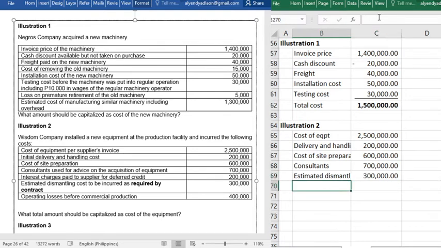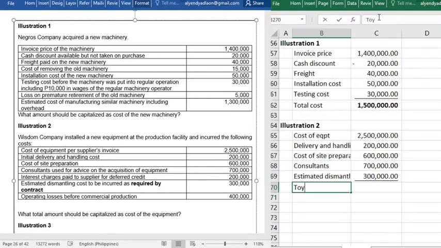And lastly, operating losses before commercial production. So take note that this one, operating losses, are part of the losses or expenses and not to be hidden or buried in the cost of the equipment. Now to compute the total cost of the equipment, we have 25 plus 200 plus 600 plus 7 plus 300, and then we have 4,300,000 pesos. Okay?